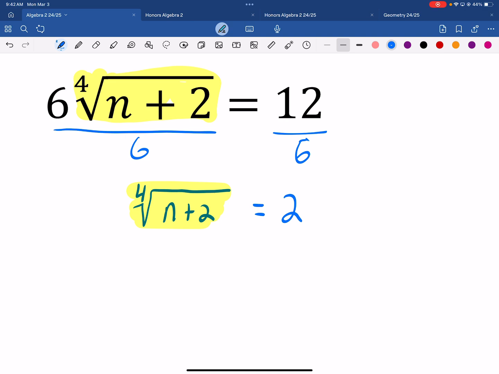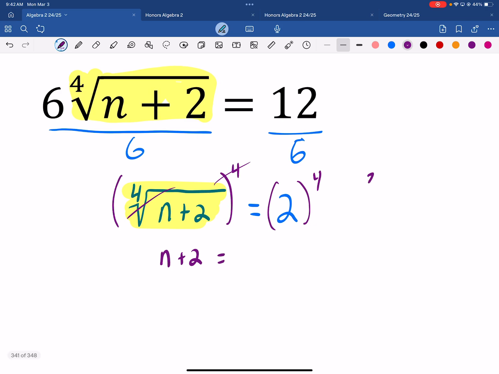Step 2 is to square both sides, but we're not squaring it. We're doing the 4th root. So to get rid of the 4th root, we take it to the 4th power. Whatever root you're taking, you take it to that power. We're left with n plus 2. 2 to the 4th power is 2 times 2 times 2 times 2, 4, 8, 16.